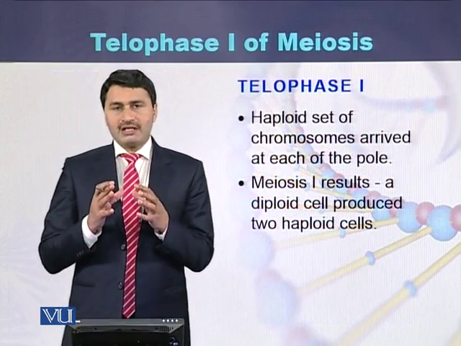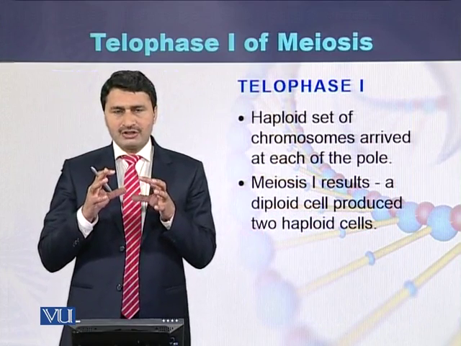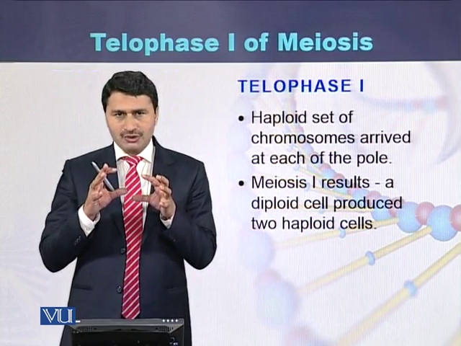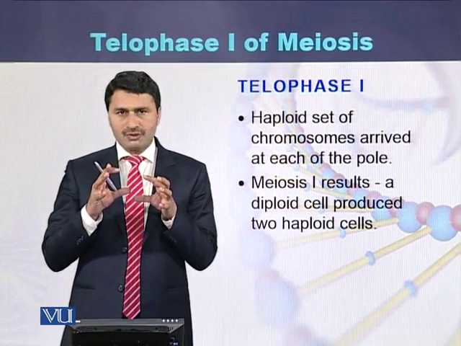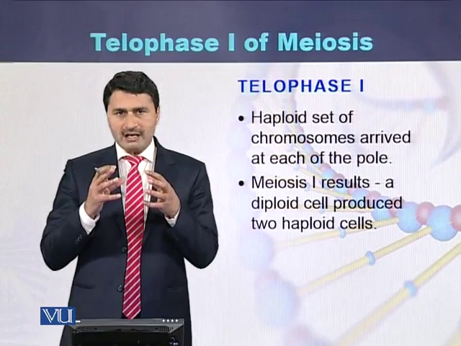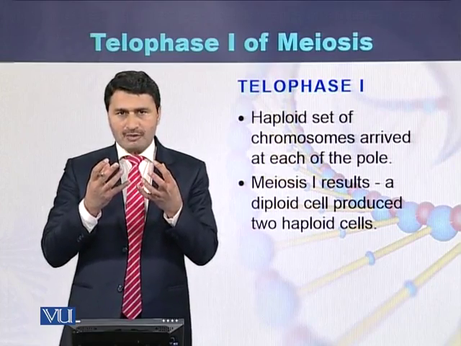If we summarize telophase, at the end of telophase, 2 cells are produced, each cell containing half the number of chromosomes as compared to the mother cell, which contains a diploid number of chromosomes.